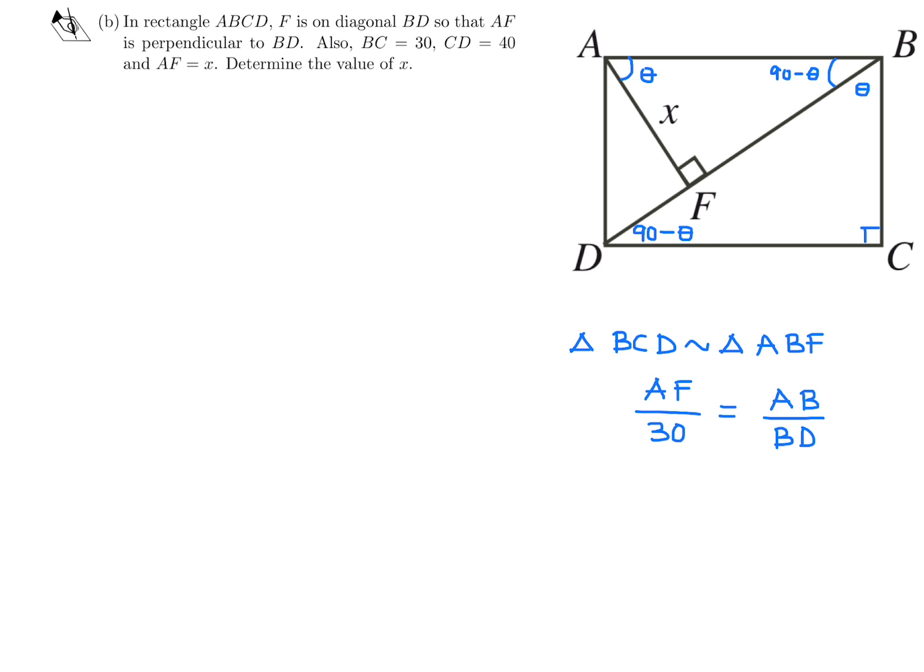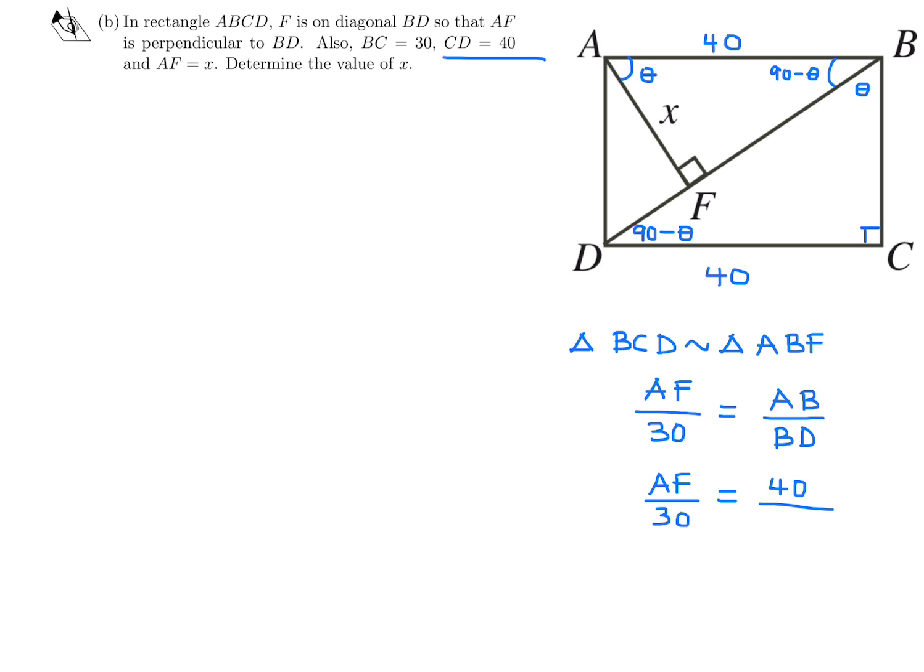And we have some of these. We have, for example, AB, because that's just going to be the same as CD. If CD is 40, which is what they say in the question, then AB will be 40 up here. So that means AF over 30 is equivalent to 40 over BD.